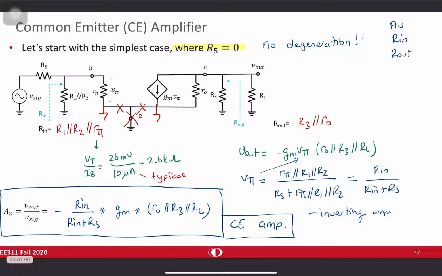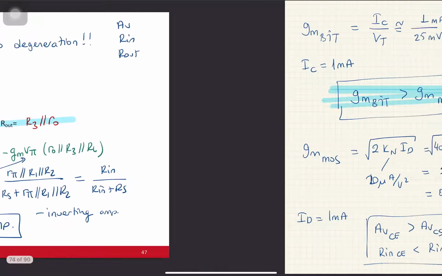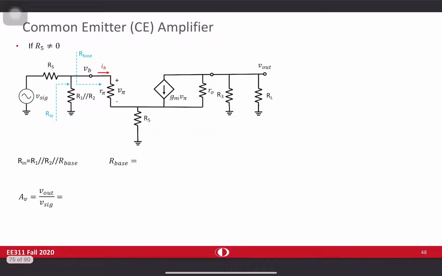So we found all the three important parameters: Rout, Rin, and AV. And the results are quite similar to common source with some differences. What's going to happen if R5 is not equal to 0? Now let's consider that case. If R5 is not equal to 0, this means that I have a common emitter amplifier with degeneration. Again, we are looking for three important parameters: Rin, Rout, and AV.